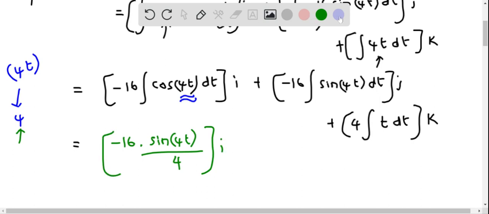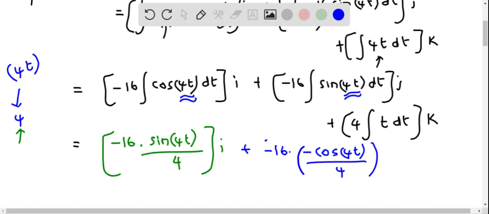Now let's do the j component. So I put this negative 16, and the integral of the sine function is negative cos function. So I can write this as negative cos 4t, and once again we have to divide by the derivative of 4t, which is 4, and we put this for the j component.